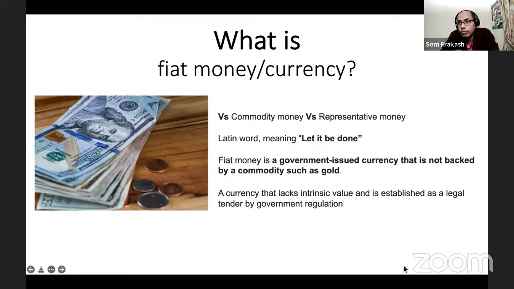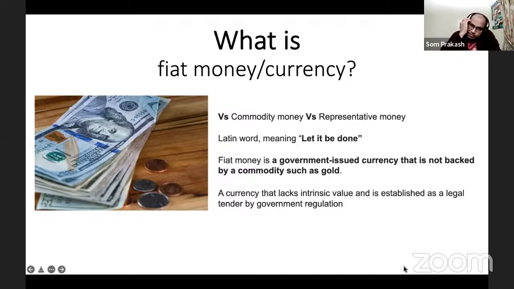Now, moving on from there, then came representative money. So what is representative money? And then came the fiat money. So commodity money, representative money, and then comes the fiat money. So there are three phases. Let me tell you, first we are discussing fiat money. Then we'll discuss representative money as well, because fiat money is an extension to representative money, but very, very different.